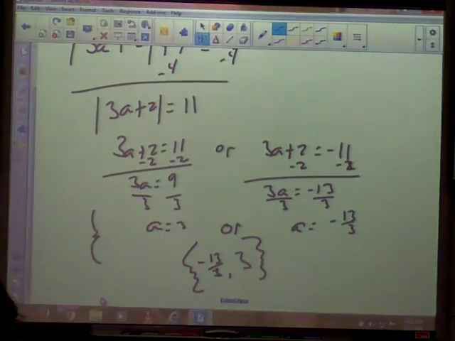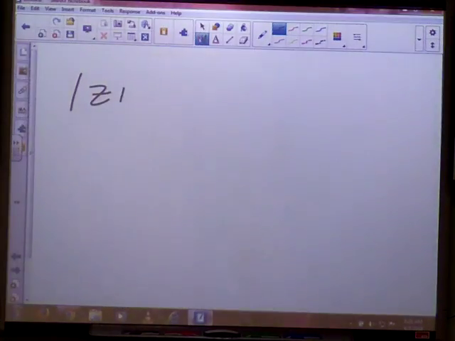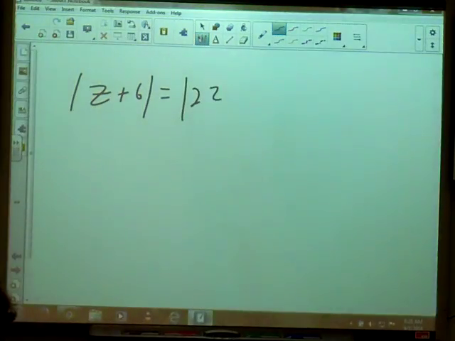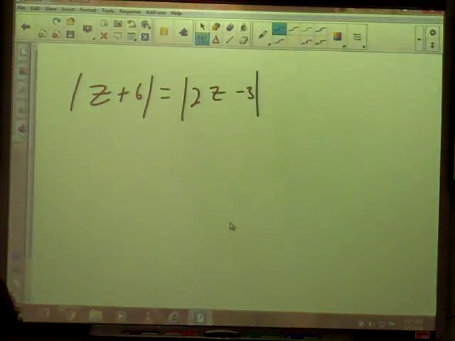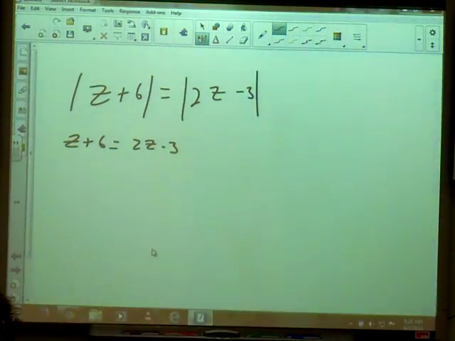Alright. This next type is absolute value of z plus 6 is equal to absolute value of 2z minus 3. So what we've added here now, we've got absolute value bars on both sides. We still have to write two equations. This one's got an equal sign, so it's two equations, separated by an or. I'm going to get the first equation just like I always have by dropping the bars and writing everything just like it is. Then I've got or.